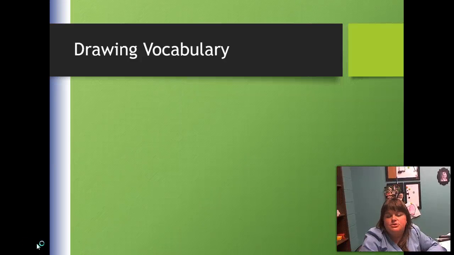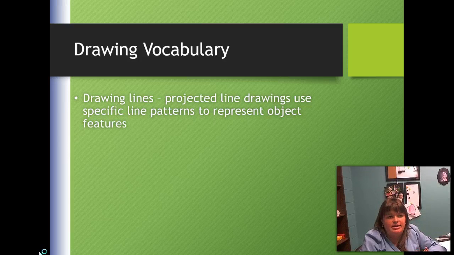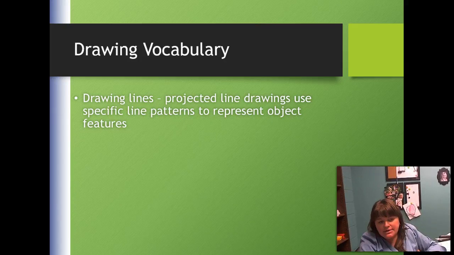All right, welcome back to Chapter 2 of Drafting 1. Next thing we're going to talk about is drawing vocabulary. So different things you need to be aware of when we talk about drawings. The first one are the lines. Those are projected line drawings that we use. There's different patterns that represent different things. So if we're talking about a water line or an electricity line or a power line or a sewer line, all of those are going to be depicted differently on a drawing, and not just by color, but actually by the shape that line is.